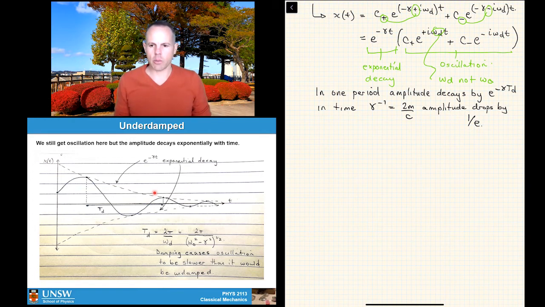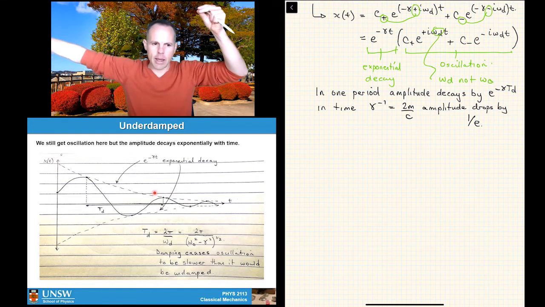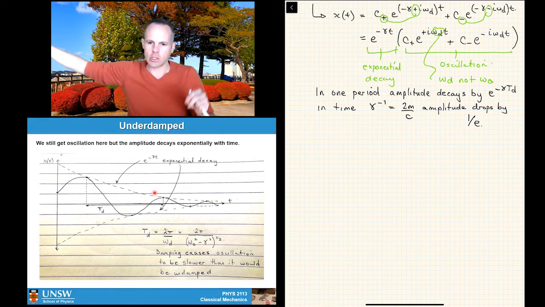The other case you can imagine is a weak damping case where that exponential is a very, very long time tail. And so you have oscillations, but you're basically just letting those oscillations wind down.